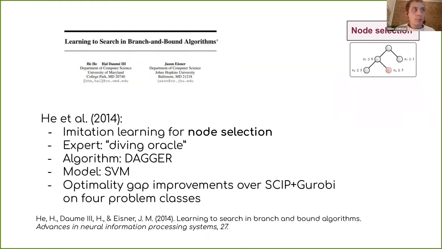In their case, their expert was something called a diving oracle. And the reason why they cannot use this expert is because this expert is cheating. It's a policy that requires knowledge of the optimal solution to take its decisions. So basically, to use this oracle, you first need to solve the problem once, find what the optimal solution is, and then you solve it a second time using knowledge of that solution. But the second time you're solving it with this technique, you do very, very well, because knowledge of the optimal solution gives an obvious way of how to behave in the branch and bound process and node selection.